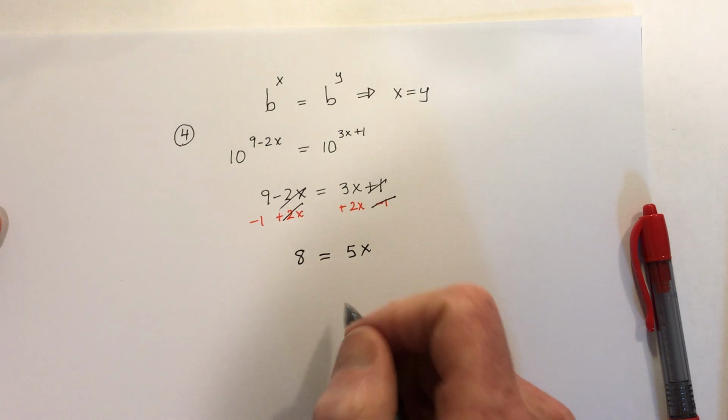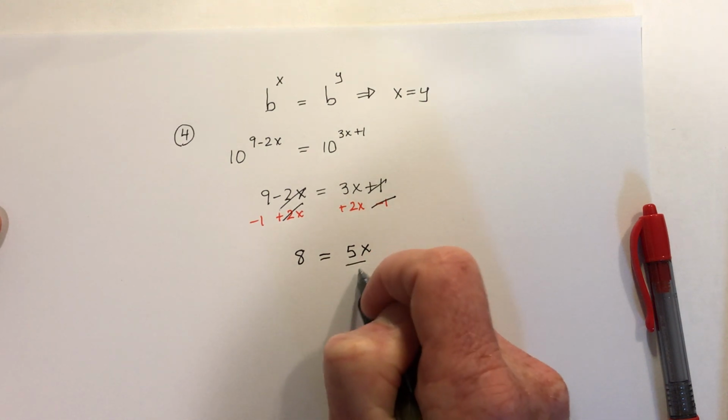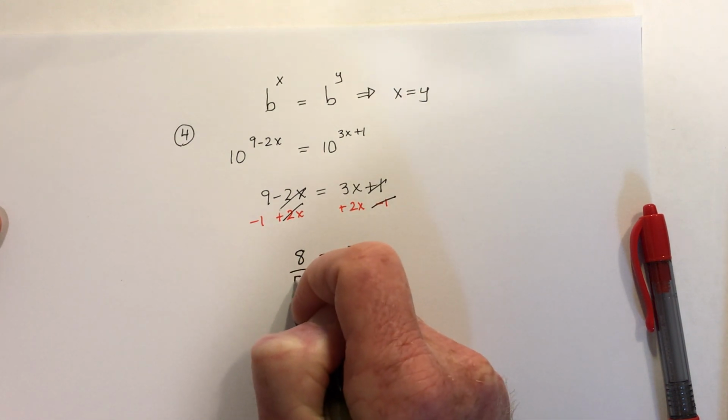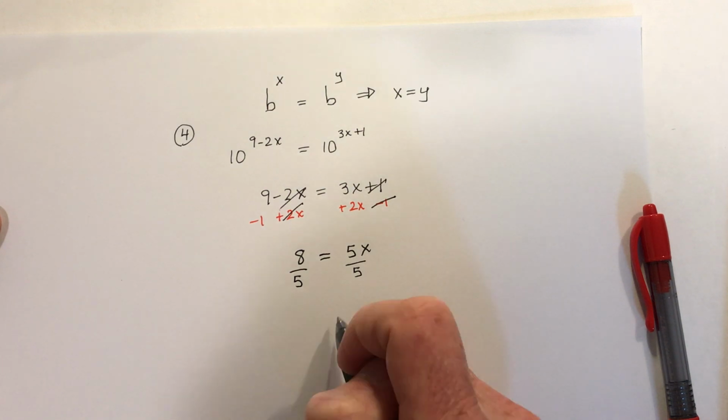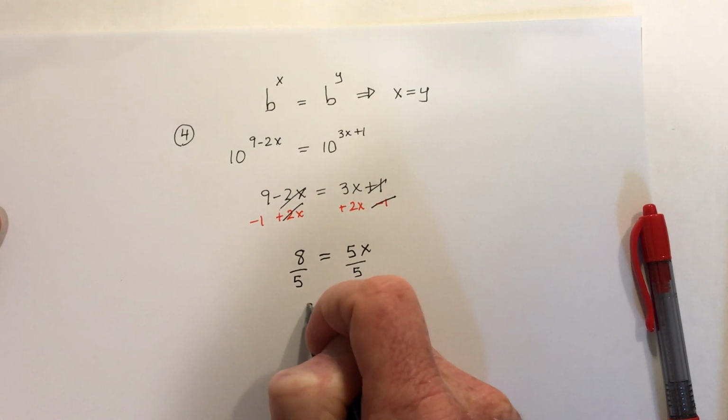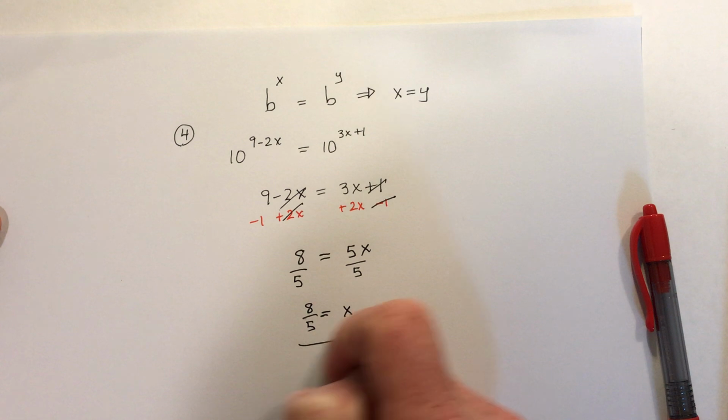So that means that if you divide both sides by 5, x is equal to 8 over 5.